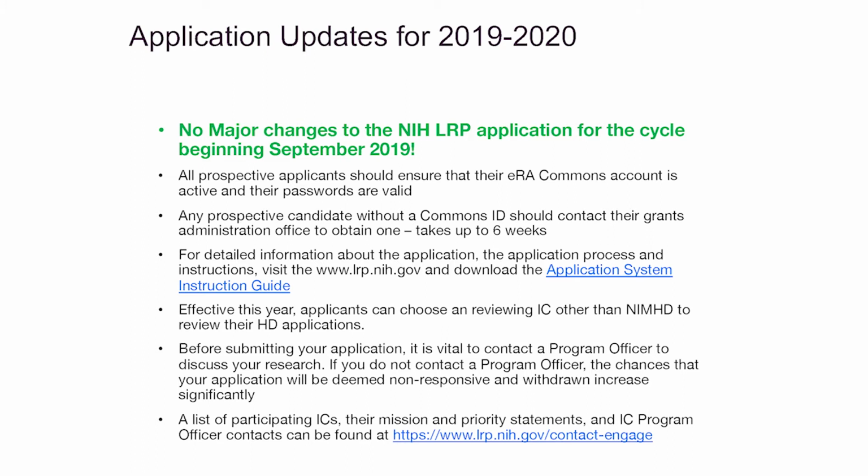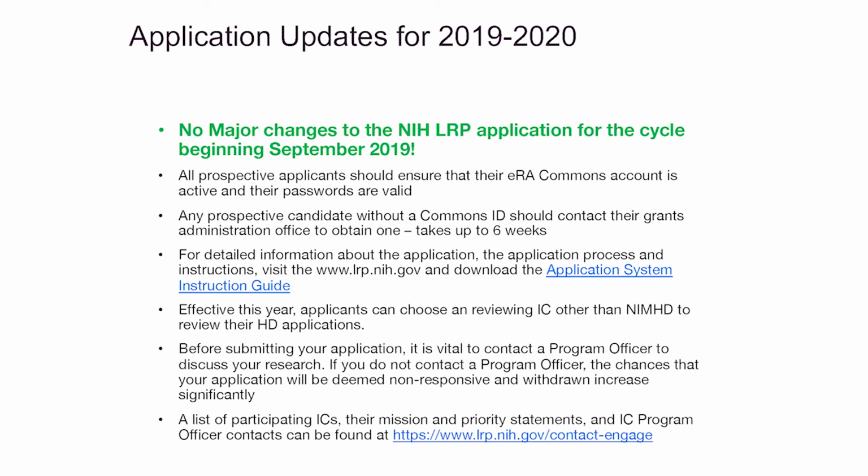Also of importance is to make sure that your Commons ID password is current. You will not be able to submit your LRP application if you do not have a Commons ID. Most individuals at this stage do in fact have a Commons ID, so your homework really just means that you need to make sure your password is up to date. If you do not have a Commons ID, it is vital that you start that process of obtaining one today. It can take up to 6 weeks to get a Commons ID, so it's critical that you start going down that path now.